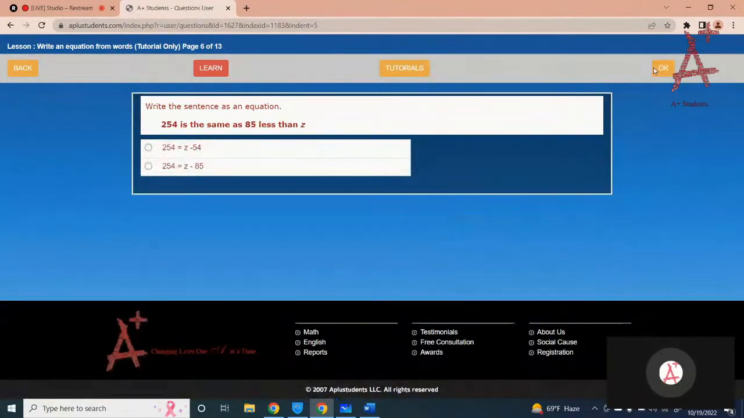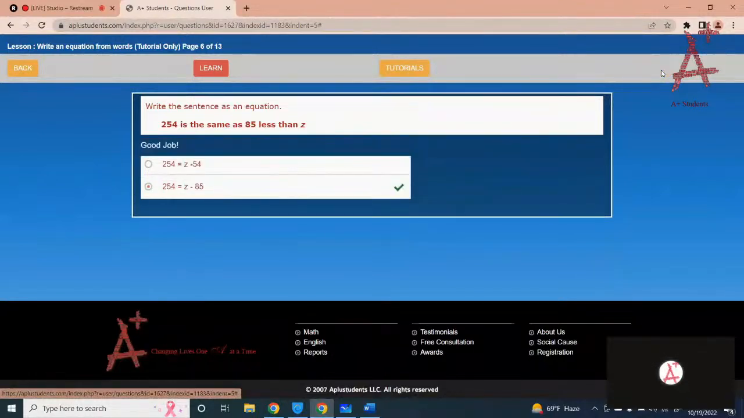Okay, the next one is write the sentence as an equation. So it would be 254 is same as 85 less than z. So that means 254 equals 85 less than z, that means z is subtracting from 85. So it would be 254 equals z minus 85. Got it? So the correct option is the second one. Select the correct option and then click on the OK button.